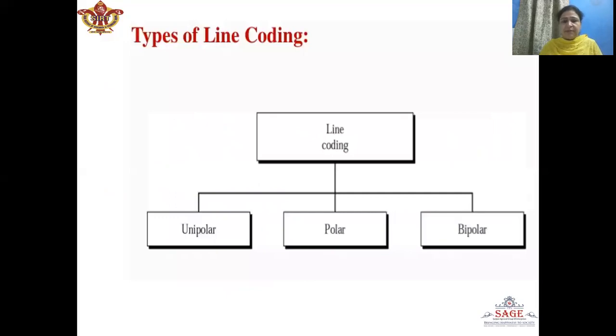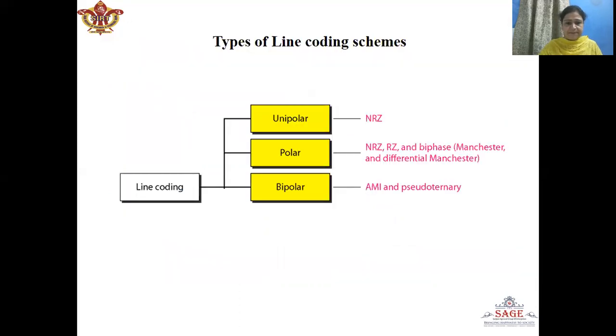Now, coming to the classification of line encoding methods. There are three types of line coding methods: unipolar, polar, and bipolar. Now we will see all these three methods in detail. Unipolar method is defined as NRZ, which is the non-return to zero method. Now, the polar method is again of three types: NRZ, which is non-return to zero; RZ, return to zero; and biphase.